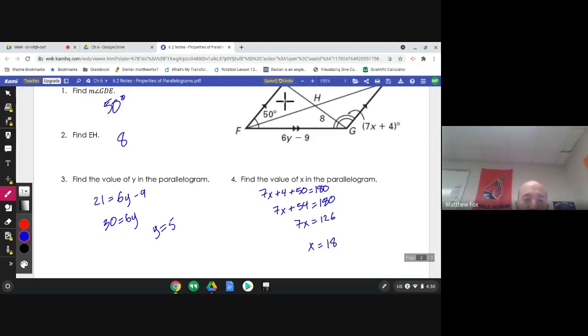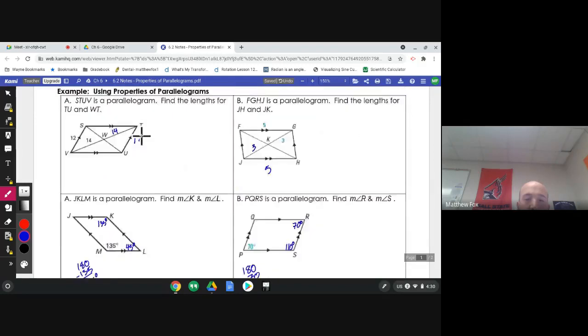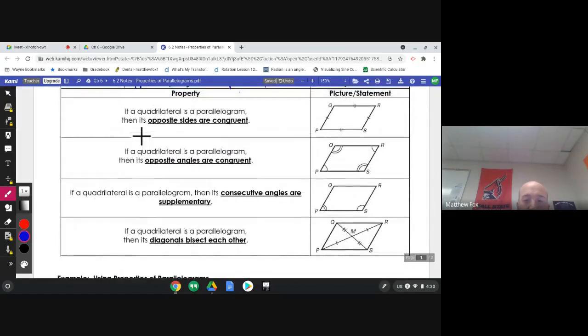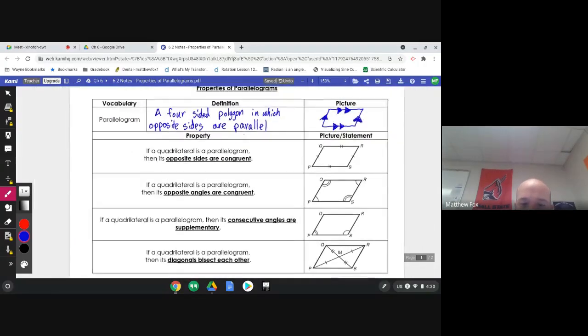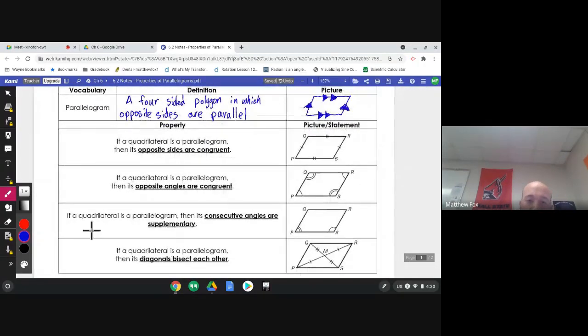So that's all I've got for you guys today. Go ahead, go to It's Learning. There's a short assignment using these properties. Once again, if you didn't write them down, you probably want to write down these 4 properties. At least take a screenshot so you have them handy. Let me zoom out so you can get the definition there of a parallelogram. This is what you need.